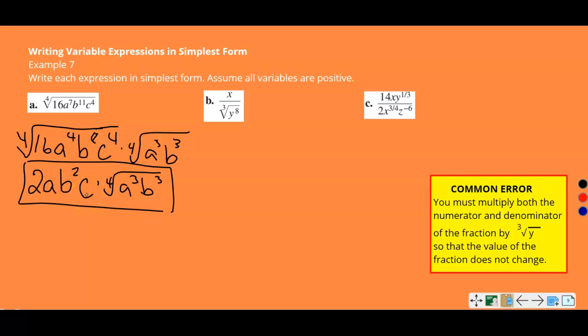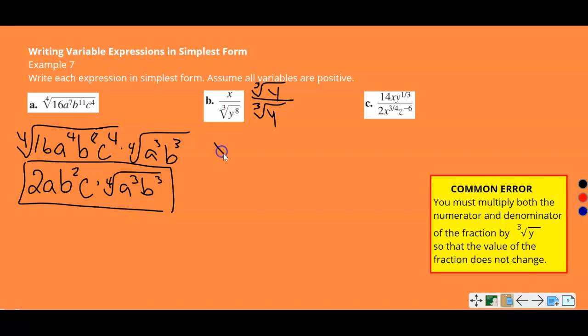All right, B part says x over cube root of y to the 8th. Okay, when I see this, I know that I'm going to have to rationalize the denominator. Now, if this were a 9, 3 would go into 9 evenly, and the radical would go away. It's not a 9, but we can easily make it a 9 by multiplying it by cube root of y to the first power. Remember, anything we do to the denominator, we have to do to the numerator as well. Anything divided by itself is 1, so we're essentially multiplying this expression by 1 just to manipulate it so that we can rationalize the denominator.